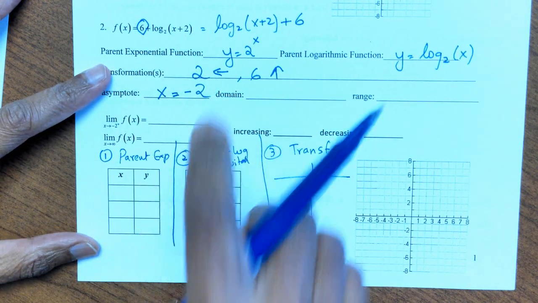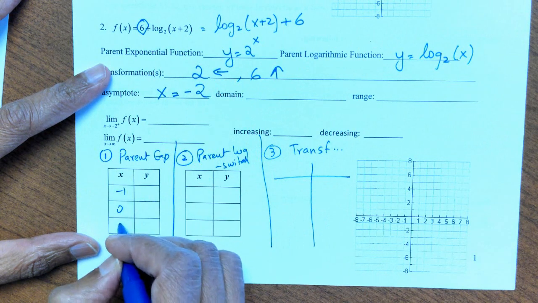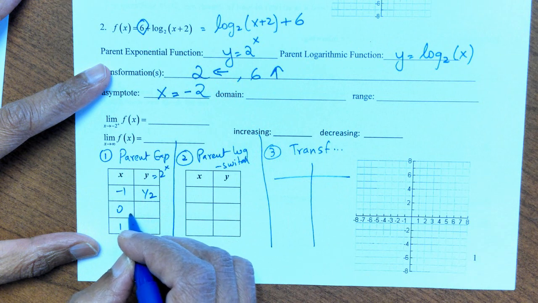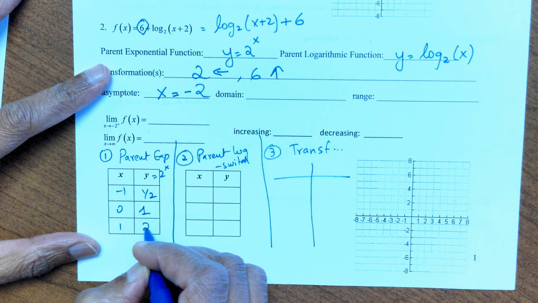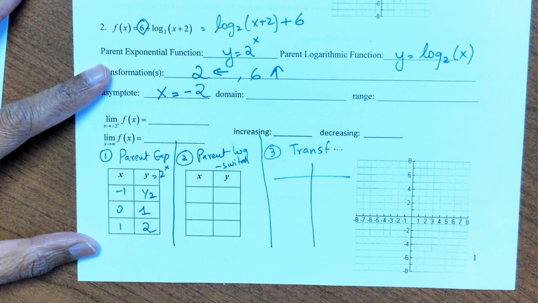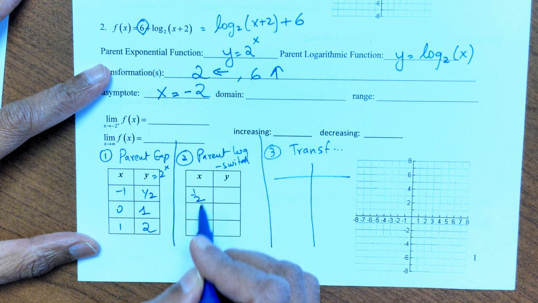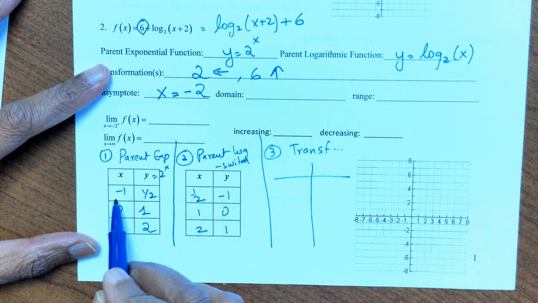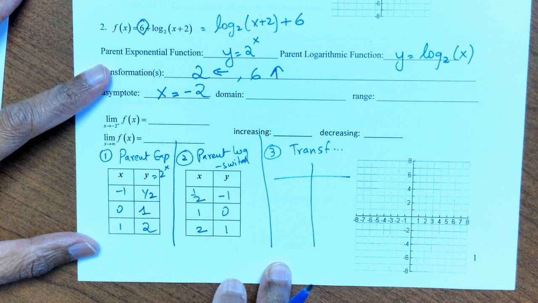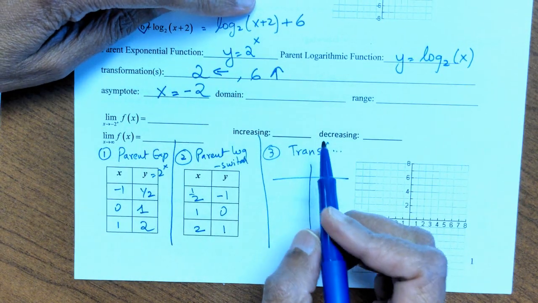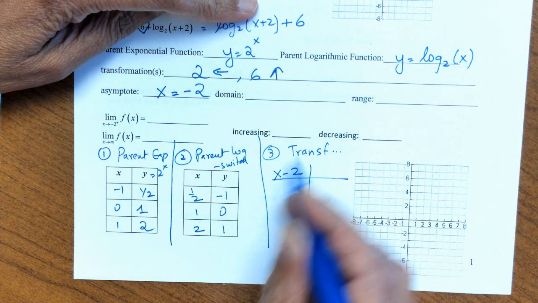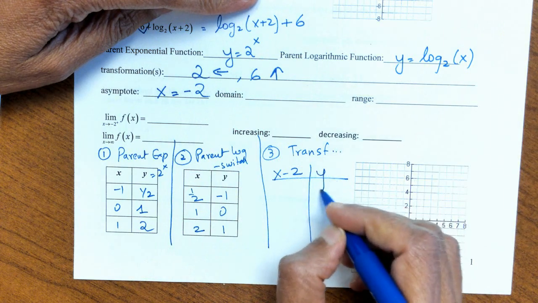So let's go ahead and see the parent exponential. This one is the same: negative 1, 0, 1. y equals 2 to the power of x. Same, half. Anything to the power of 0 is 1 and 2 to the power of 1 is 2. And then for you to do the parent log, you just switch these. So this becomes half, 1 and 2, and this becomes negative 1, 0, 1. The y becomes x, x becomes y. Then we want to apply the transformation. Transformation is basically the x and the y. So x has moved 2 units back. We talked about that. And y has moved 6 units up.